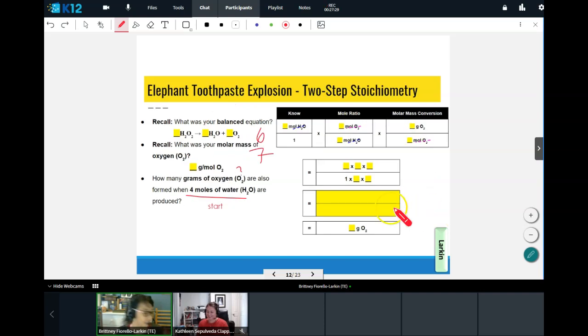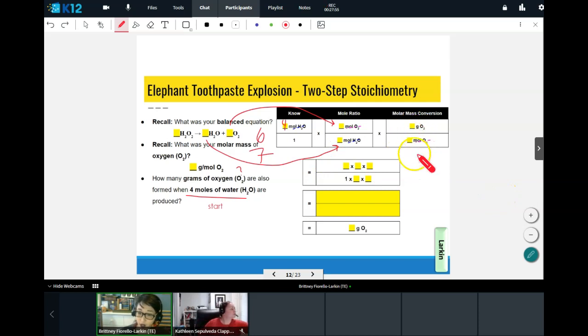All right, let's take a look at yellow here. All right, so grams of oxygen from 4 moles of water. So we know we have 4 moles of water. It's put over 1. We get rid of moles of water on the bottom, solve for moles of oxygen on the top. That again comes from our equation. So moles of O2 goes on top from our equation. Moles of H2O goes on the bottom from our equation.